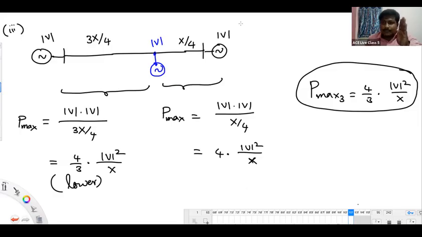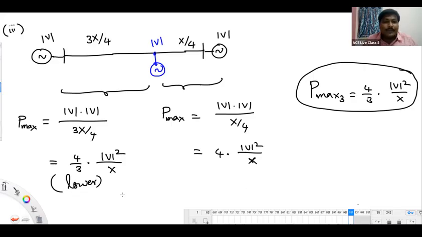Compensator, StatCom, you can keep at 25% length, 10% length, 50% length, 70% length, 75%, 80%, wherever you want, you can keep. But which location of placement is giving the highest value of P maximum?